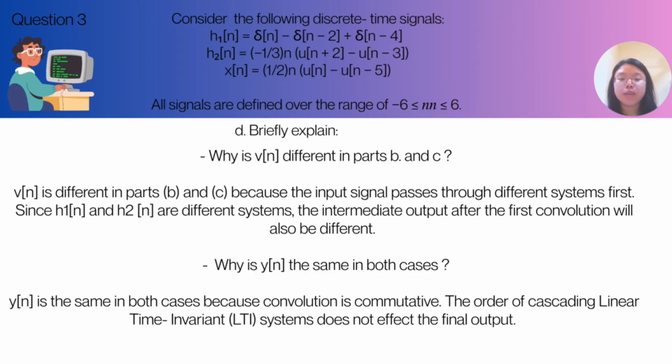Briefly explain, why is v[n] different in part B and C? v[n] is different in part B and C because the input signal passes through a different system first. Since h1[n] and h2[n] are different systems, the intermediate output after the first convolution will also be different.